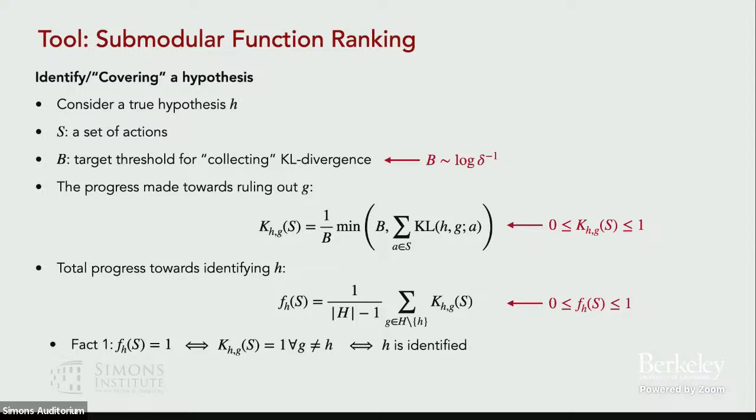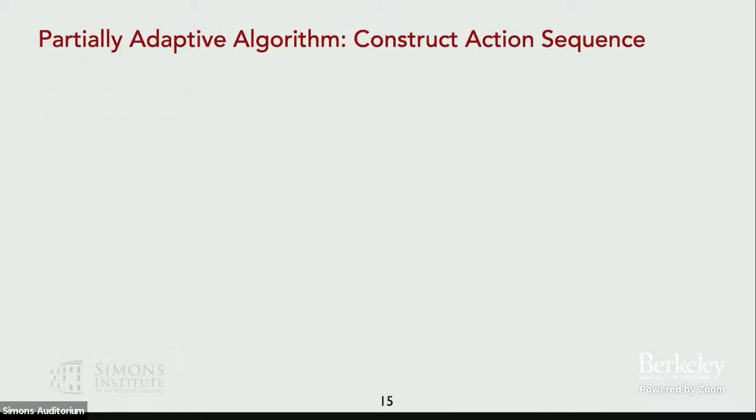For those of you who care, this function is actually submodular. And now we can talk about the greedy algorithm that we use to construct the action sequence. So far for submodular function ranking, we have a function that keeps track of ruling out all the other hypotheses in my set. So here, overall, is how we're going to construct the sequence if I do not know the underlying true hypothesis H.